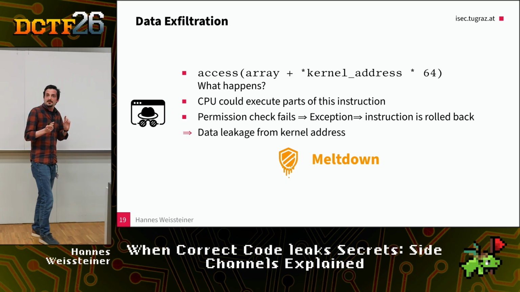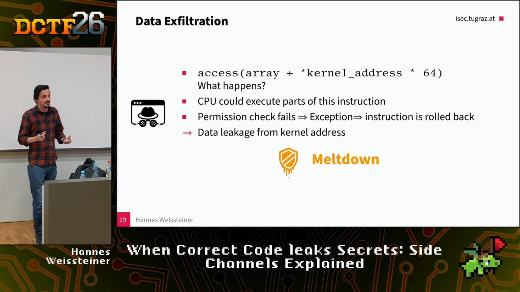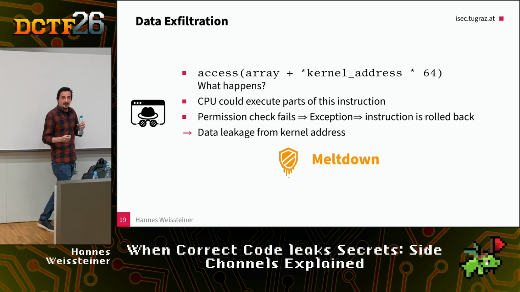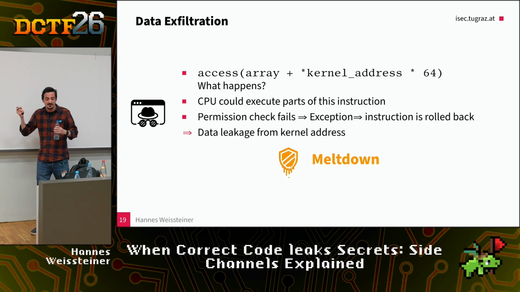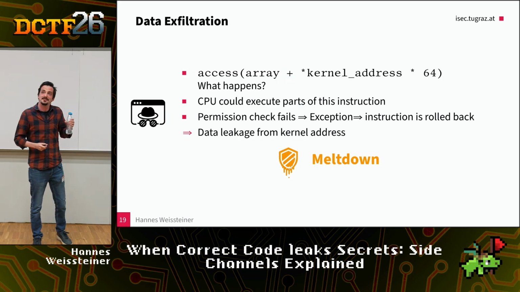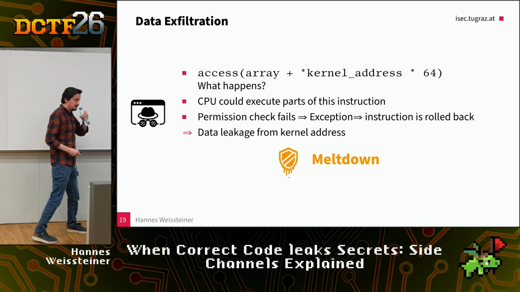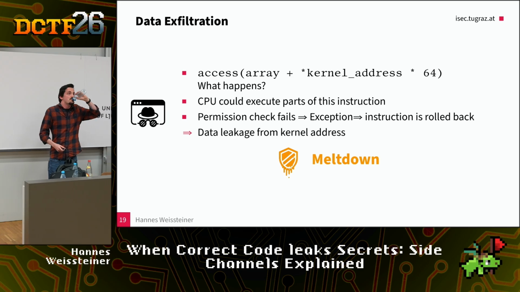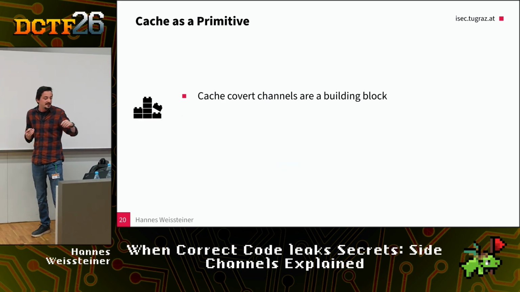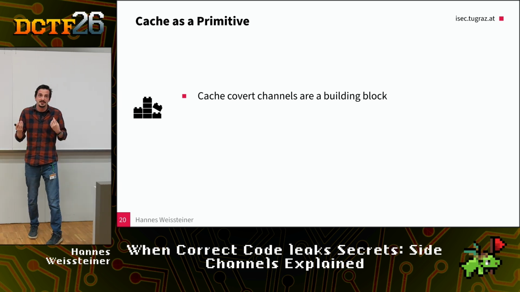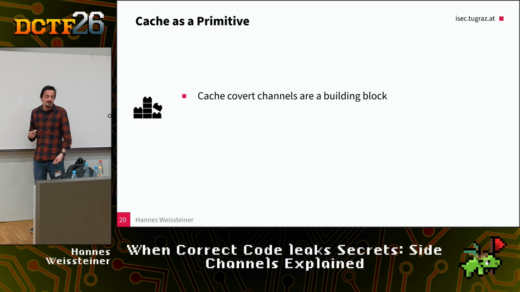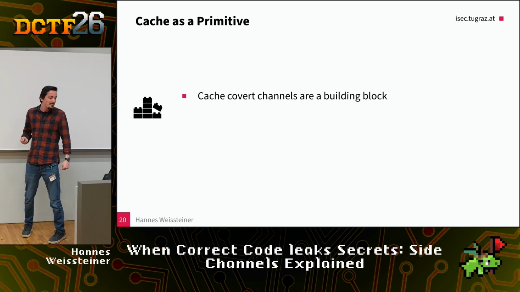We had this small bug in the CPU that caused it to load stuff into the cache too early. And by encoding this into the cache, we could leak arbitrary kernel memory. This has luckily been fixed on all of the CPUs, I hope. But this shows that cache covert channels, so cache side channels, are not just an attack by themselves, but they can serve as a building block.